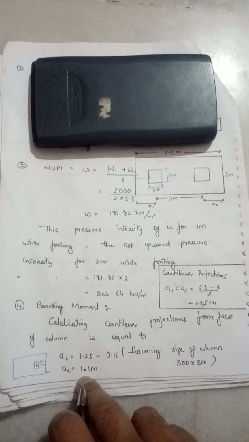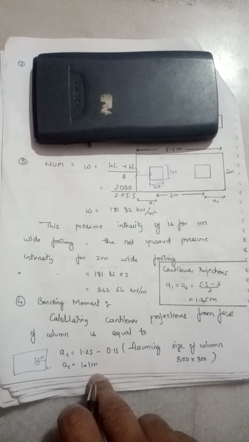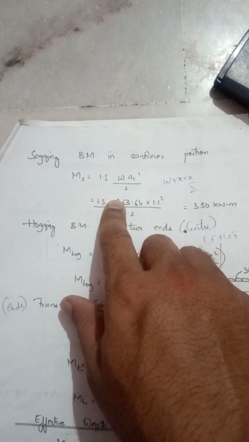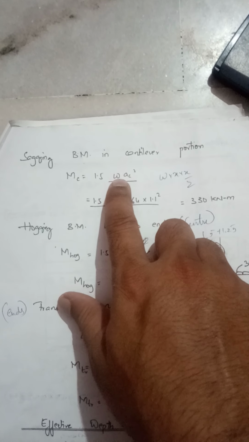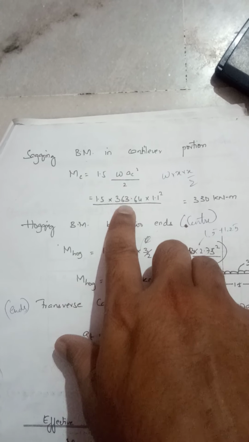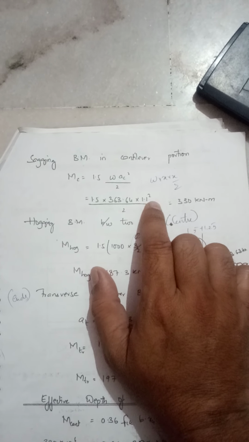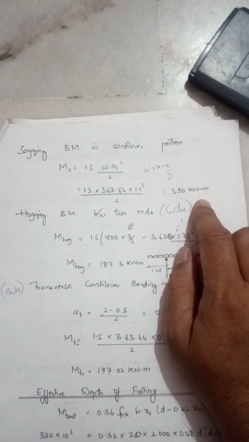Hope you have understood till here. This is just simple calculations. Okay, let's move further and see the next steps. Now we know the face of the column, and I'm finding the moment for this. 1.5 is the factor of safety, which I'm directly multiplying. NUPI is 363.64, into 1.1 squared by 2. So that is 330 kilonewton meter.